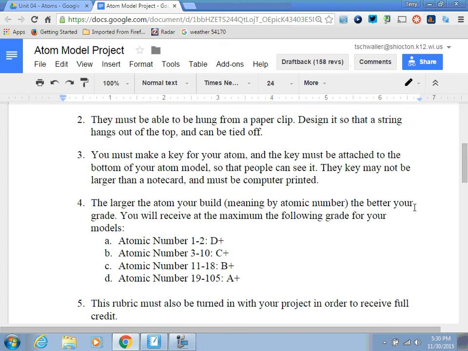The larger the atom you build, meaning by atomic number, and in the unit, as we go through it, you'll learn what atomic number means and some of these other things, but the better your grade. So you can see here, depending on what element you pick and what its atomic number is, the grades that you can get. If you turn and look at the periodic table on the wall of the classroom, in the upper right corner of each square, there's a blue number. That's the atomic number. So if you want to get an A, you have to pick atomic number 19 up through the highest number that's up there, and you can potentially get an A for building any one of those elements. Different atomic numbers are going to mean different amounts of pieces. Again, that's stuff we'll talk about throughout the unit.